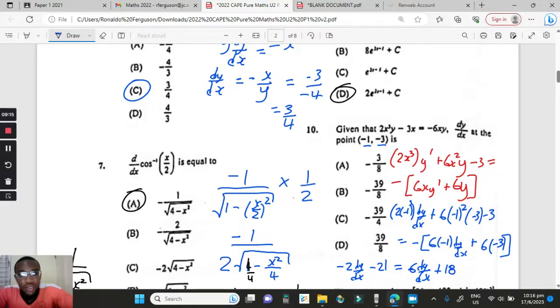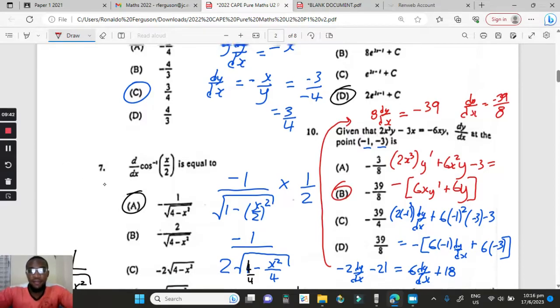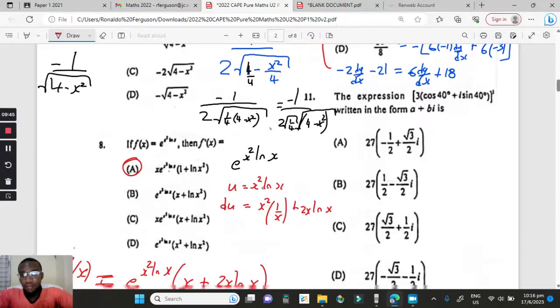So we're going to transpose for dy dx and bring this question back up to the top. Bring the dy dx on one side, so bring dy dx over here. 2 plus 6 is 8 dy dx equal, bring the 18 to the other side, that's minus 39, divide by 8, so dy dx is negative 39 over 8. That's B. Oh, that's a lot of work.